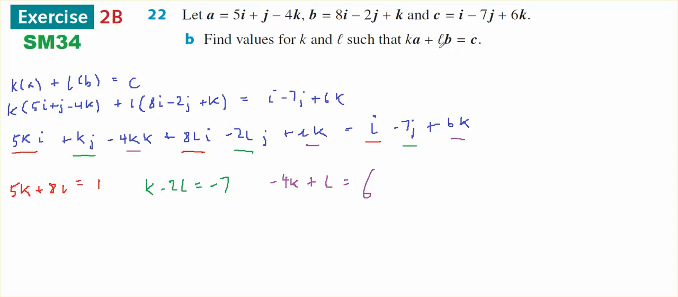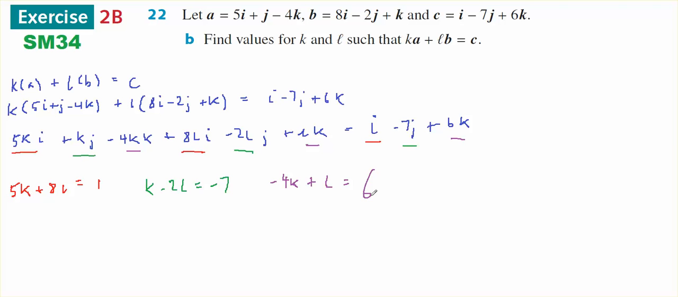I've already started it. K times a gives me k times this plus l times b equals c. I've multiplied these out. I've put my i component, so 5k plus 8l equals 1. And the j components, k minus 2l equals negative 7. And my k component, so minus 4k plus l equals 6. So that gives me three equations with two unknowns. I should be able to solve them.